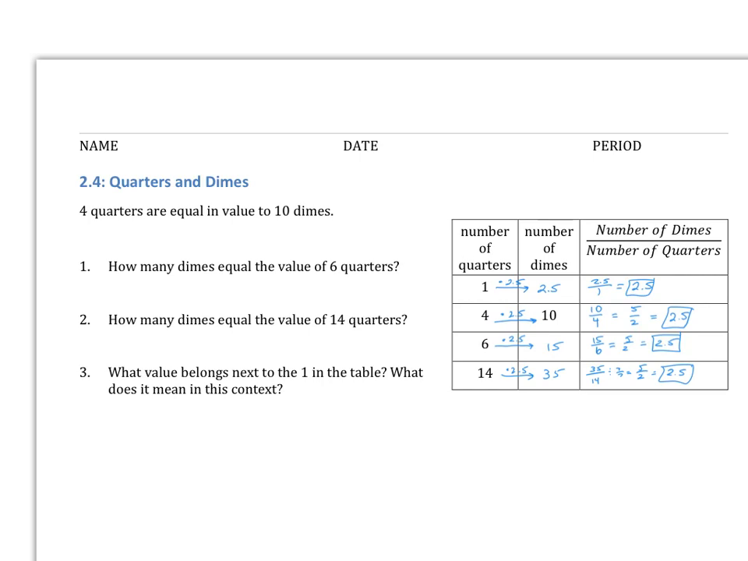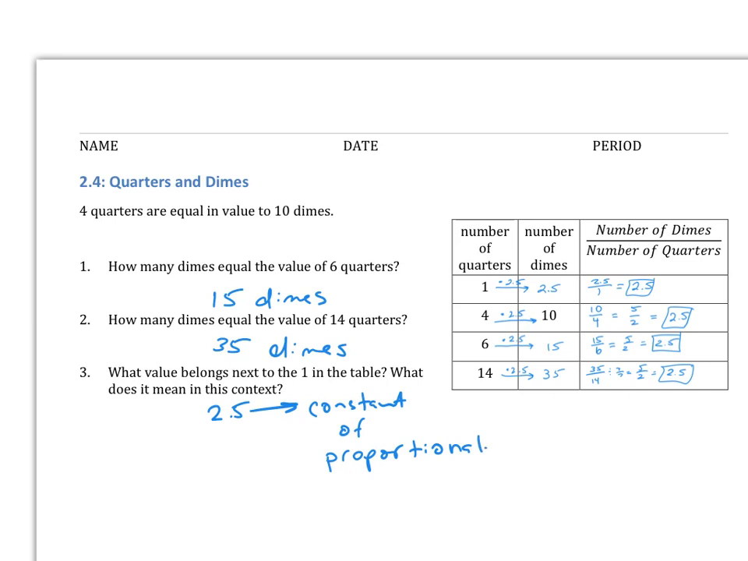So we said for 6 quarters, it would be 15 dimes. For 14 quarters, it would be 35 dimes. And the number that's next to the 1 is going to be the number 2.5. Notice the 1 has the constant of proportionality next to it. Anytime you have a table, if you have the number 1 in it, the number next to it is automatically going to be the constant of proportionality. So keep that in mind.